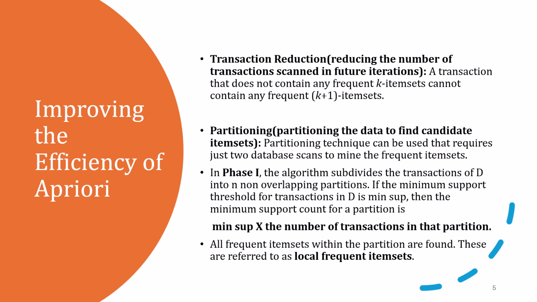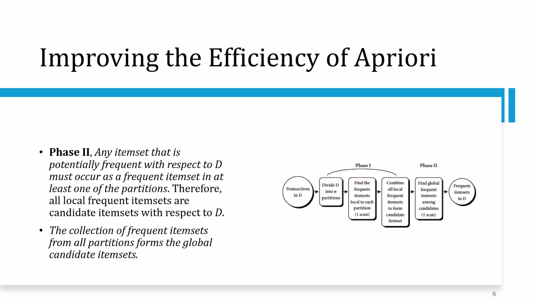Partitioning technique can be used that requires just two database scans to mine the frequent item sets. In phase 1, the algorithm subdivides the transactions of dataset D into n non-overlapping partitions. If the minimum support threshold for a transaction in D is min_sup, then the minimum support count for a partition is min_sup times the number of transactions in that partition. All frequent item sets within the partitions are found. These are referred to as local frequent item sets.